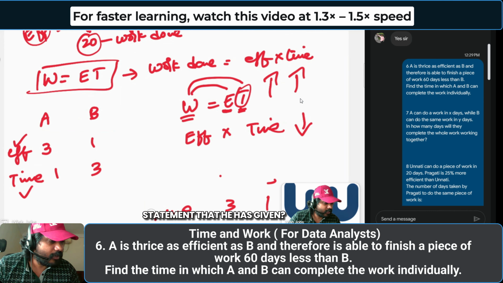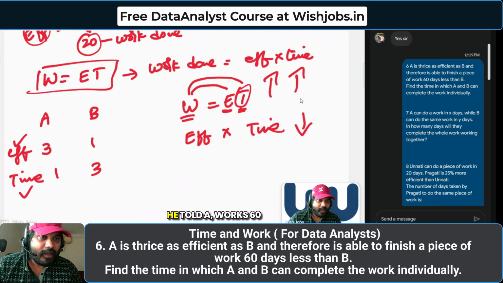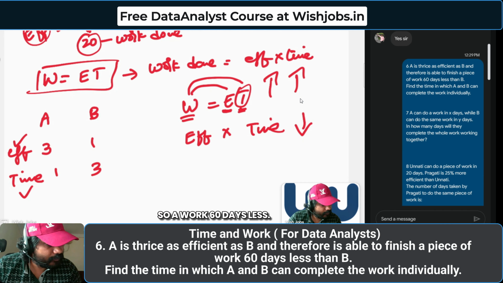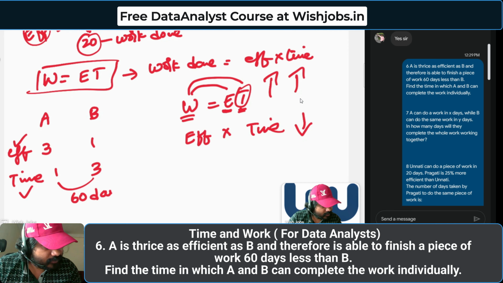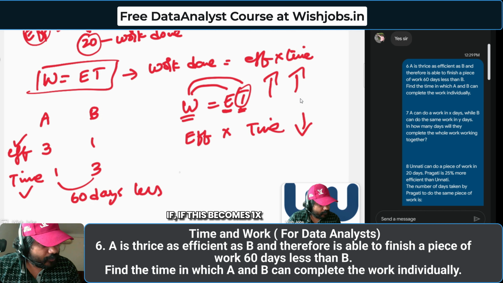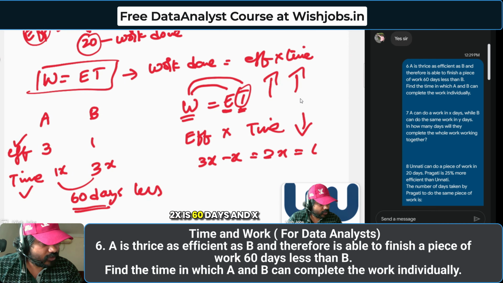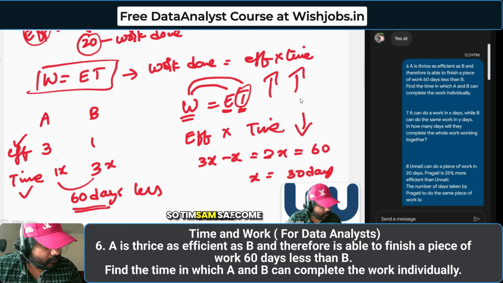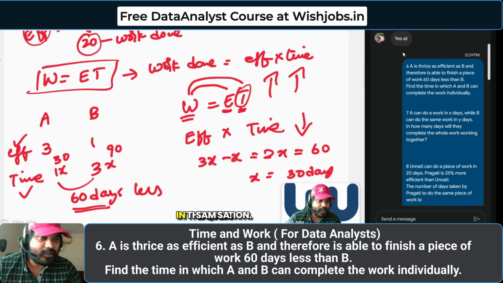And what is the second statement that he has given? He told A works 60 days less than B. So here time is in a 1:3 ratio. If this becomes 1x and this becomes 3x, so 3x minus x equals 2x. He told 2x is 60 days, and x will become 30 days. So A's time will become 30 and B's time will become 90. So that is what he asked in the question.